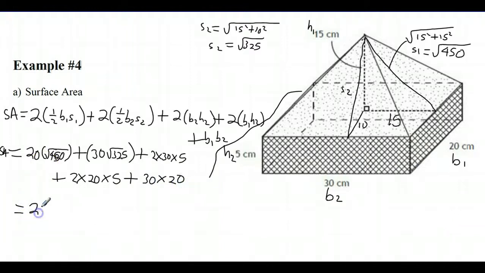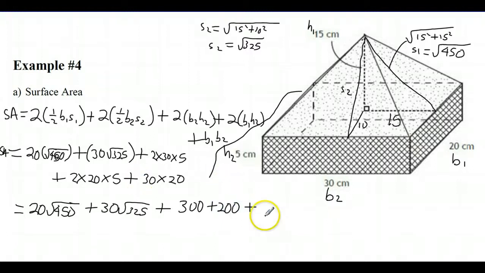Equals, all right, what do we got? 20 root 450. Let's just do a little exact stuff here. Plus 30 root 325. Plus, that's 10 times 3, which is 300. That's 100 times 2, which is 200. And that's 30 times 20, which is 600.